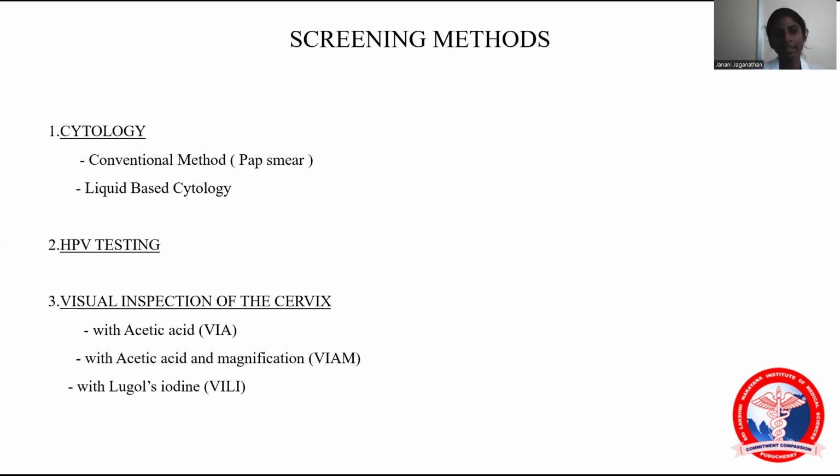Cytological examination can be done with either a pap smear or liquid-based cytology. HPV DNA testing can also be done. Visual inspection of the cervix can be done with acetic acid, or with acetic acid and magnification, which is the second one. And the last one is with Lugol's iodine, which is called VILI. With acetic acid, it is called VIA.